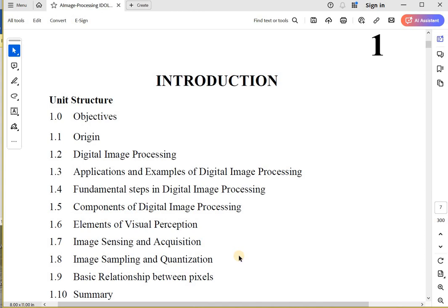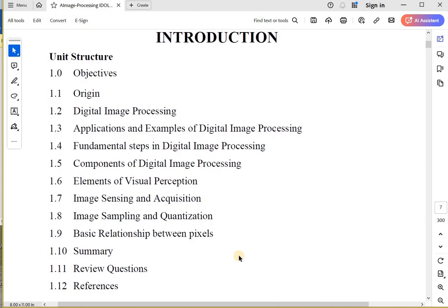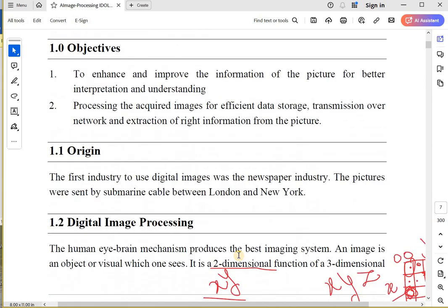So we are starting with the very first chapter of image processing, that is introduction. These are the topics that we are going to cover in the image processing introduction chapter. So let us quickly start.